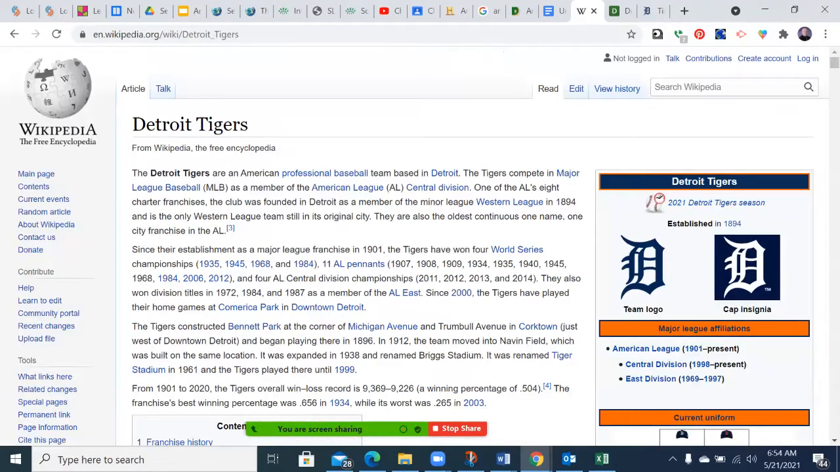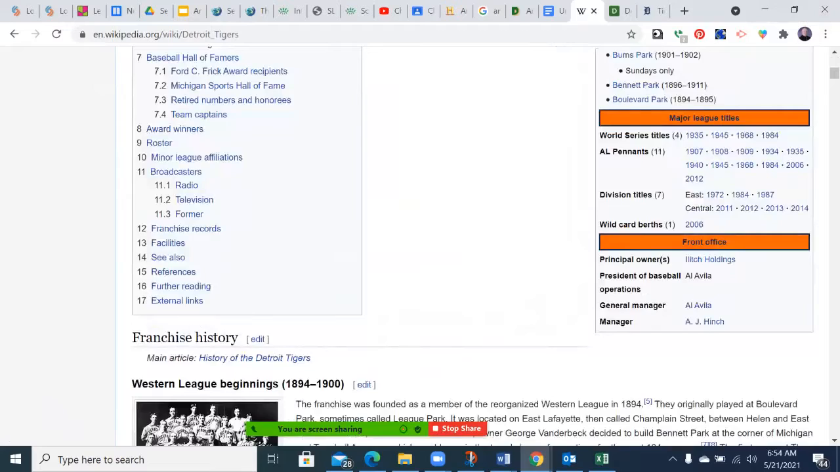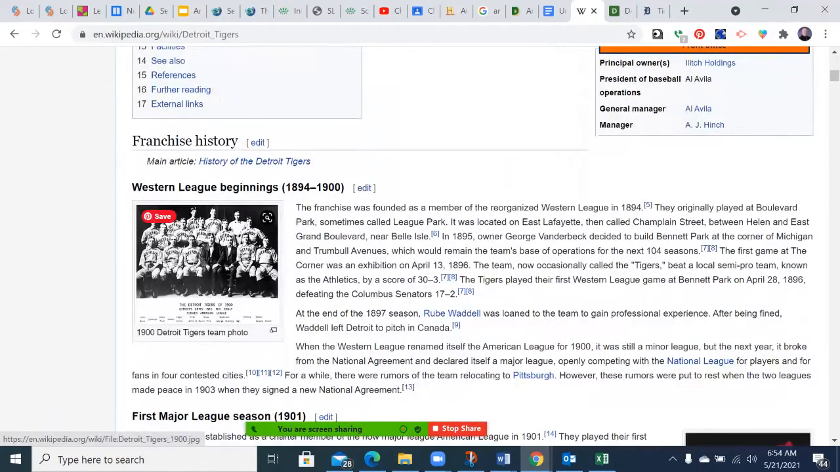So let's look at the Wikipedia page, which is ginormous. So we're not going to read this to you. You're always welcome to Google Detroit Tigers history and check out the Wikipedia page on your own. But if you look here, we have a table of contents. That's a long page. So you can see a lot of history.